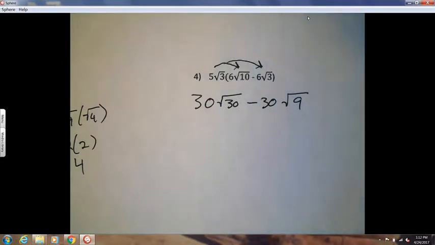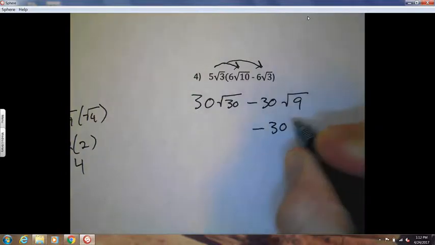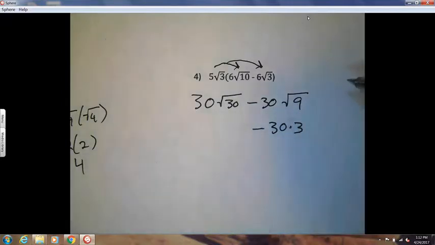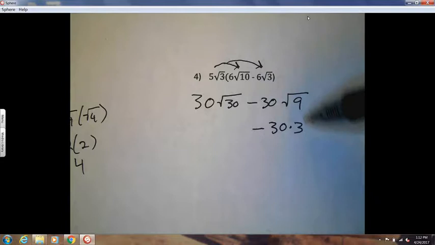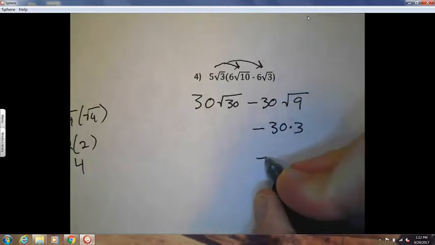Now I need to simplify as much as I can. I know this one's easy to simplify because the square root of 9 is 3, so I'm going to have to multiply that by 3. Hopefully you remember from the last example, when you do the square root of a number times the square root of that same number, it's going to be that number. So I'm going to have minus 90 over here.